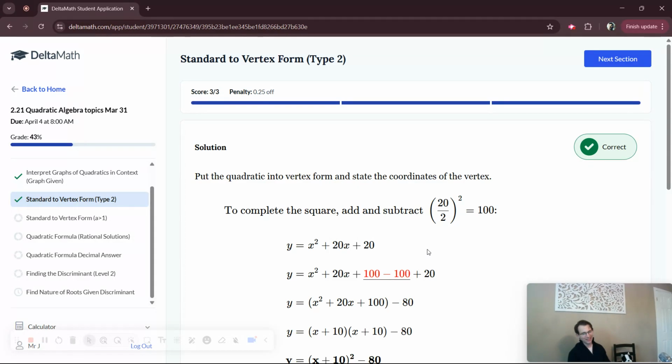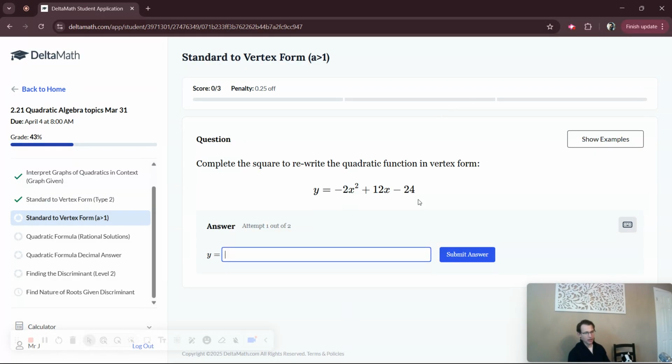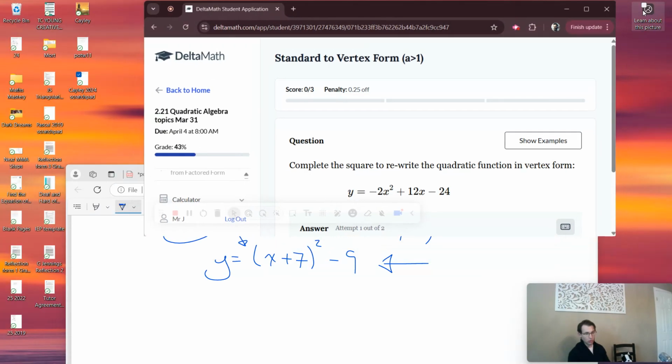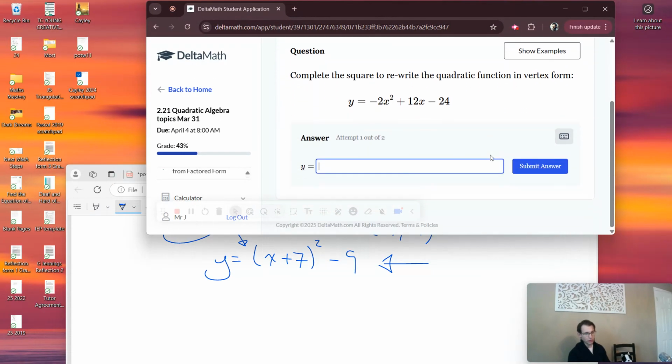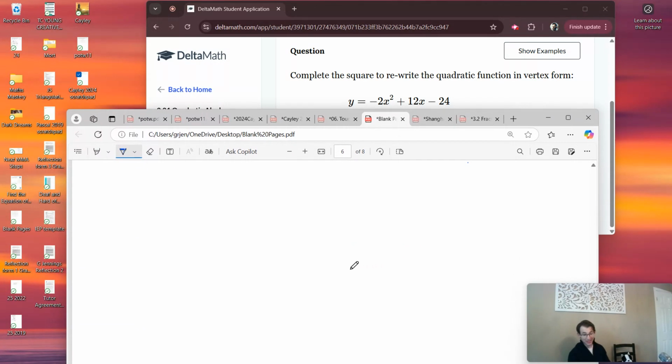Okay, good. All done with that section. Next, standard vertex form, where a is not 1. So these ones we have to do the way I taught you. The way I taught you works for the other ones, as you've seen, when you don't make a silly error.